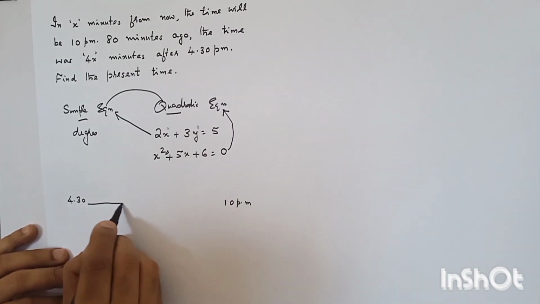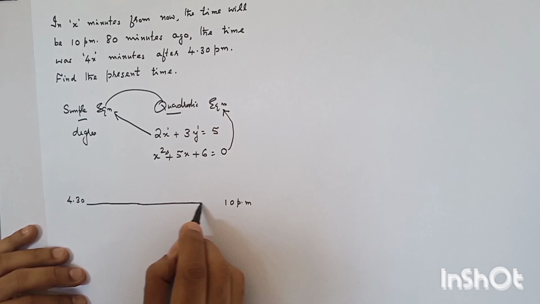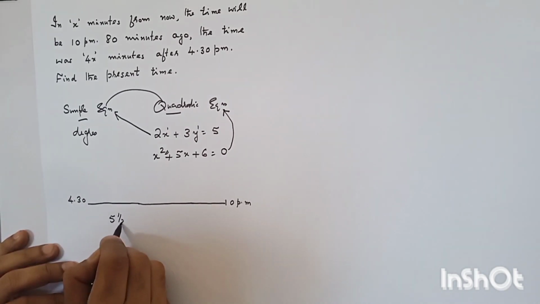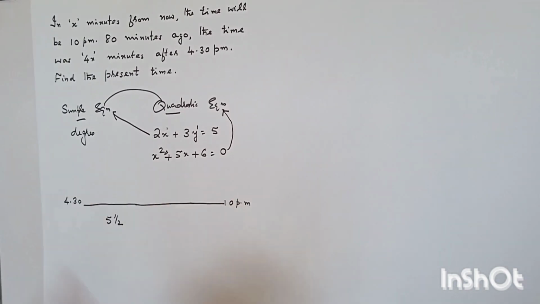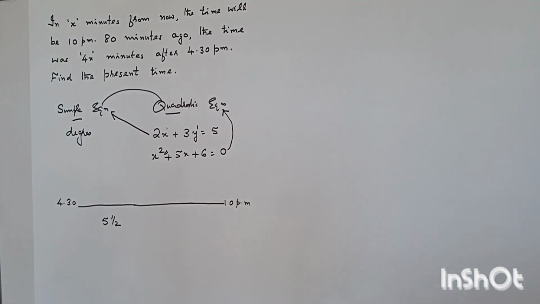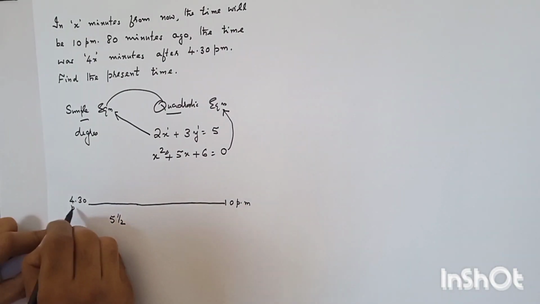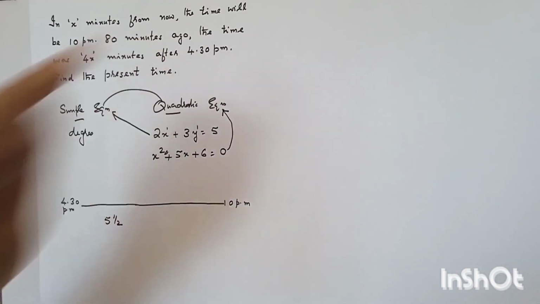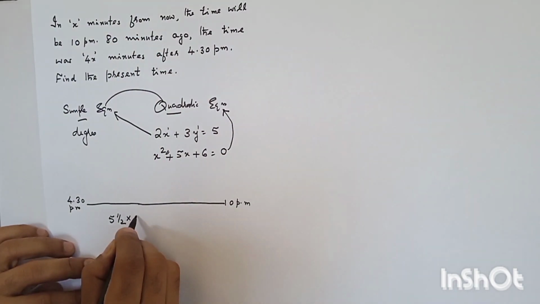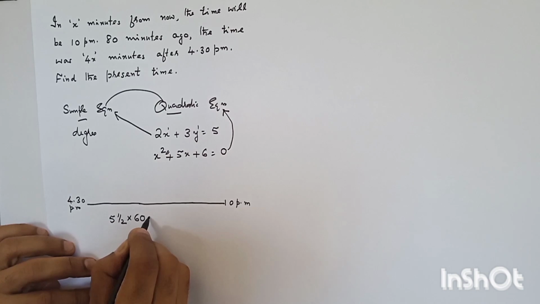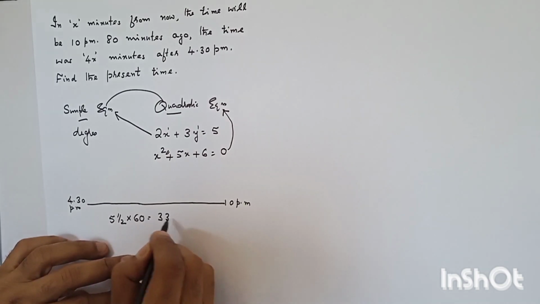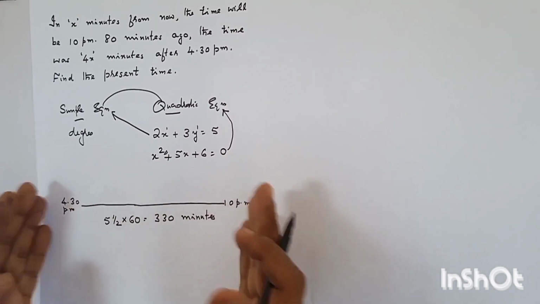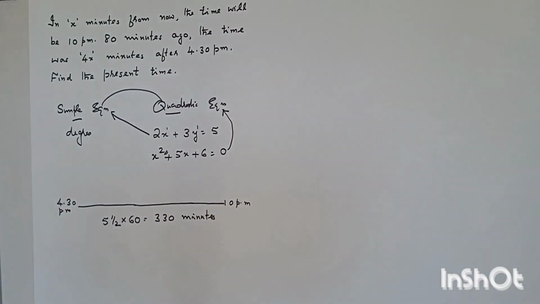Now, let's find out the duration of time between these points of time. As you can see, there are 5.5 hours from 4:30 to 10 p.m. Now, in the question they use minutes, say 80 minutes. So let's convert this into minutes by multiplying with 60. On simplification, you will get 330 minutes. So there is 330 minutes between 4:30 and 10.